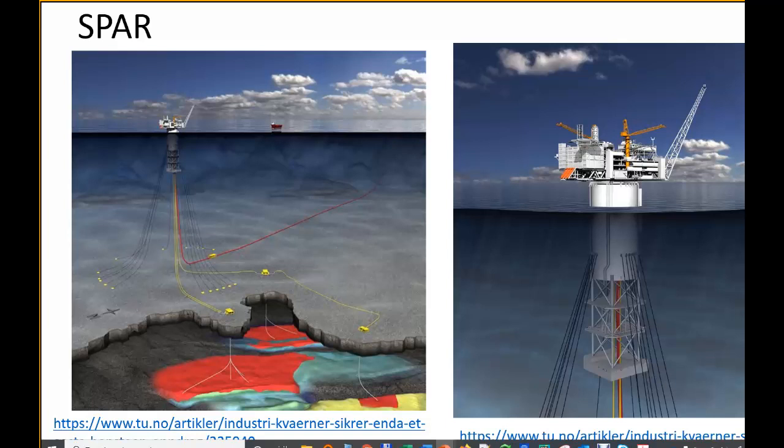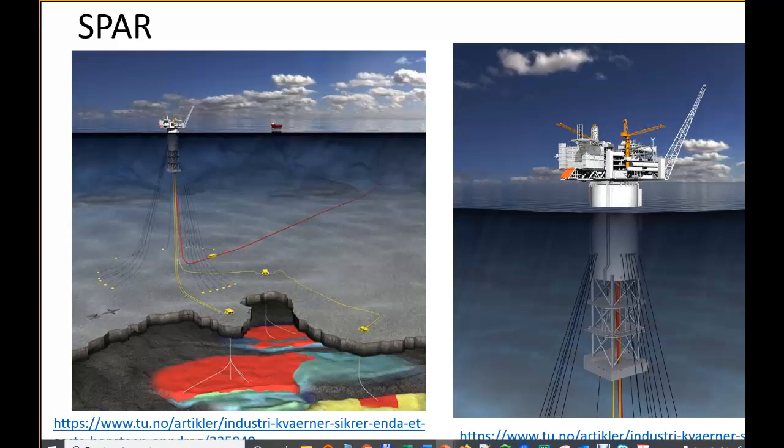That means that in a spar I can have wells with dry Christmas trees. I can have wells that go all the way up here. They are constructed in a slightly different way, and we are going to talk about it a bit later. But you can have dry Christmas trees here on the spar because the movement is significantly reduced because of this long draft.